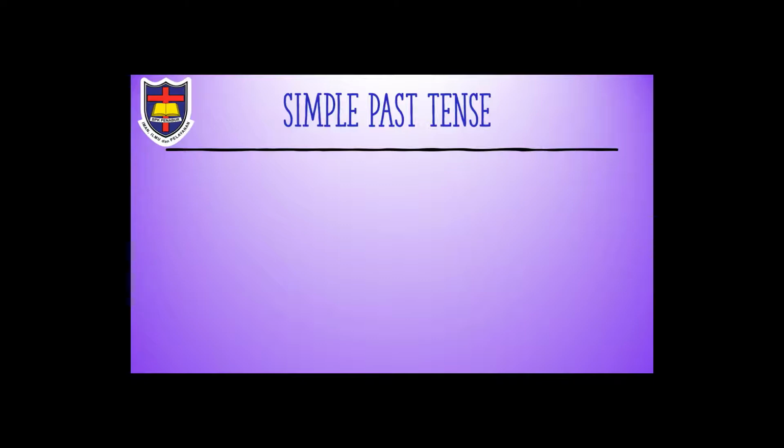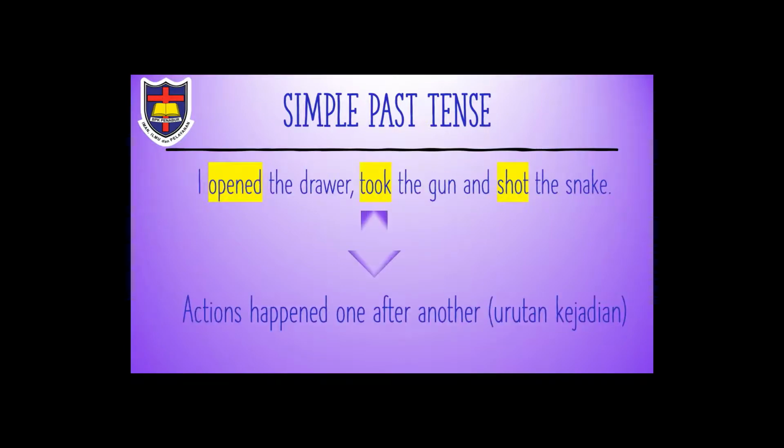Let's talk about the last function of simple past tense. In this sentence, I opened the drawer, took the gun, and shot the snake. We have three actions here. The first one was opened, the second one was took, and the last one was shot. And these actions happened one after another. That's why you've got to use simple past tense.